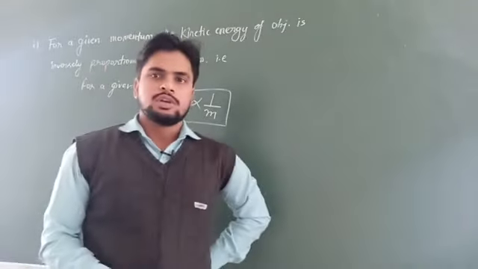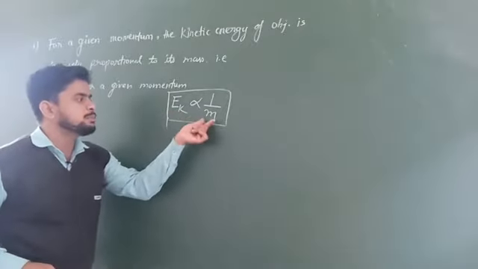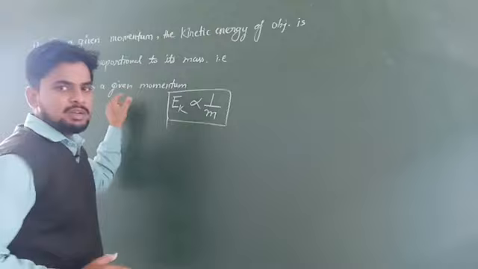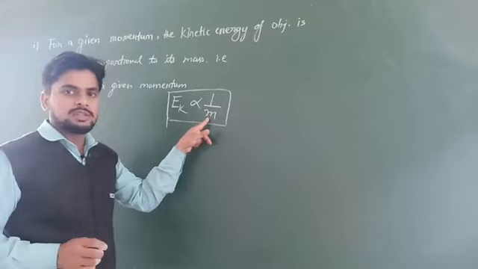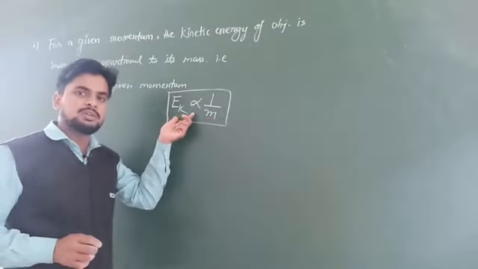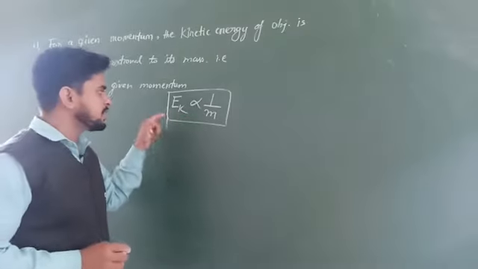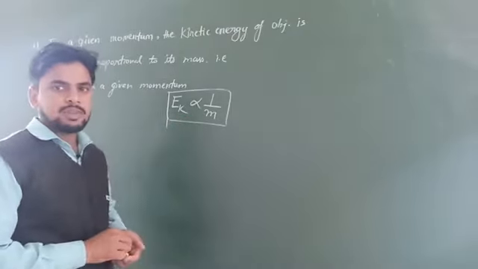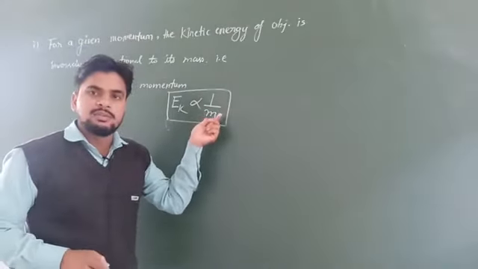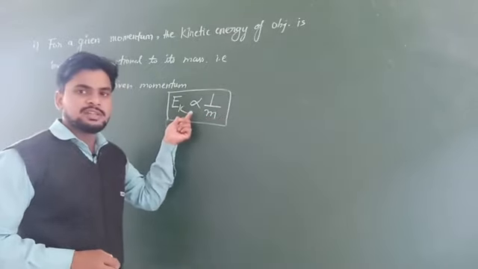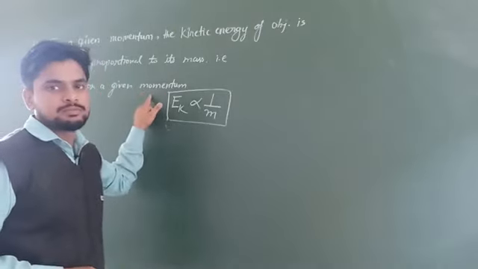Okay students? Now, you know what an inverse relation is? If kinetic energy is inversely proportional to the mass of the object for a given momentum, then if we increase the mass of the object, kinetic energy will go on decreasing. Or if we decrease the mass of the object, then kinetic energy will increase. Meaning thereby, lesser mass will have greater kinetic energy as compared to greater mass for a given momentum.